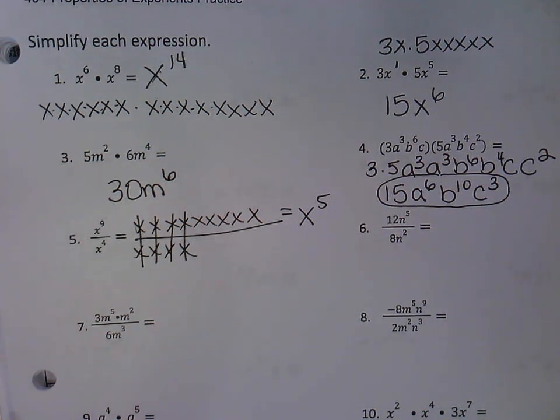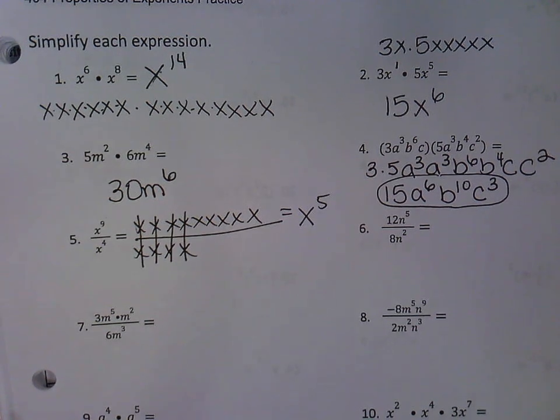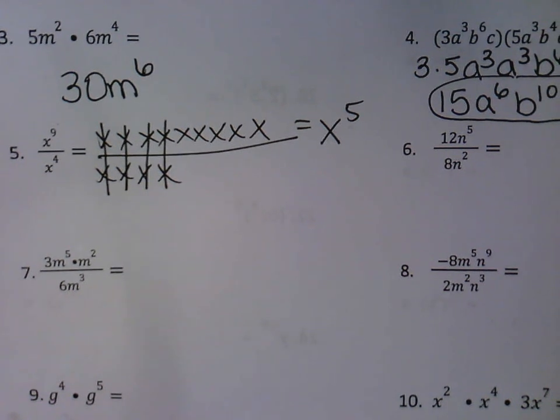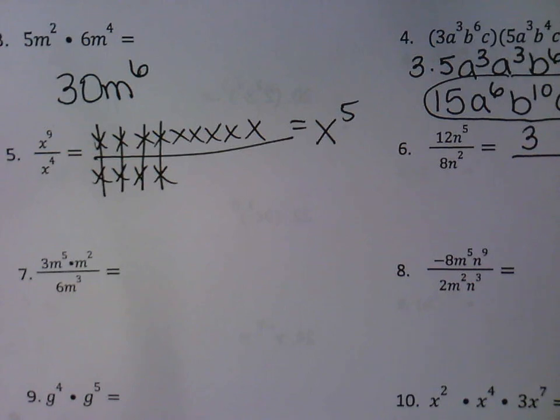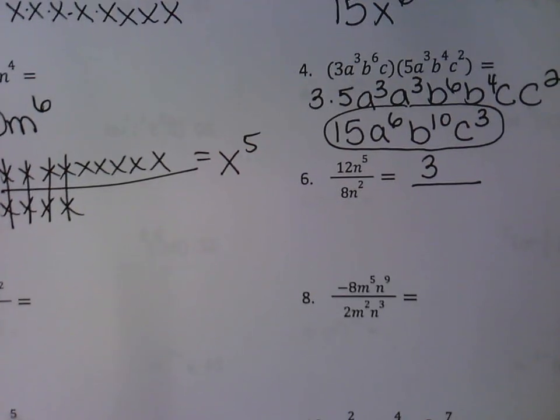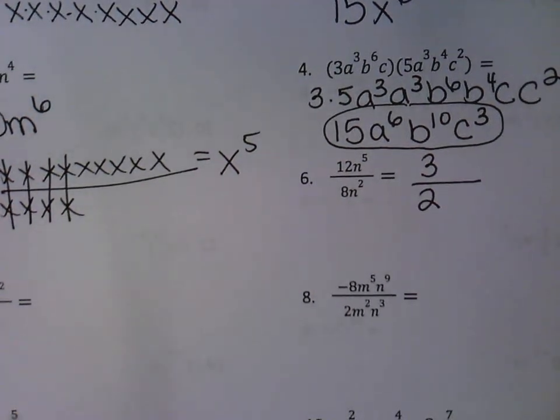Okay, number 6. Another common mistake is people taking the 12 and subtracting the 8. But we know that we are dividing those numbers. So how do I reduce the fraction 12/8? Students really hate fractions. We've got to get over that fear of fractions. What could I divide out of the 12 and what could I divide out of the 8 evenly? Okay, when I take 12 and divide by 4, I would have 3 left, right? And if I take the 8 and divide by 4, what would I have left? Yeah, so it's just 3 halves. 12 divided by 8 is 3 over 2 reduced.